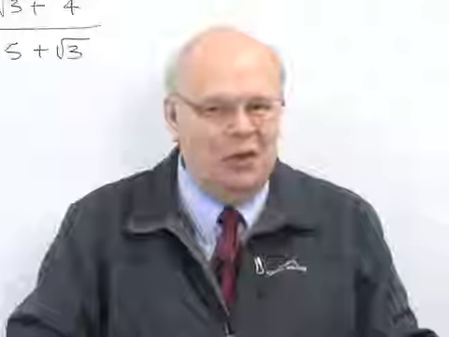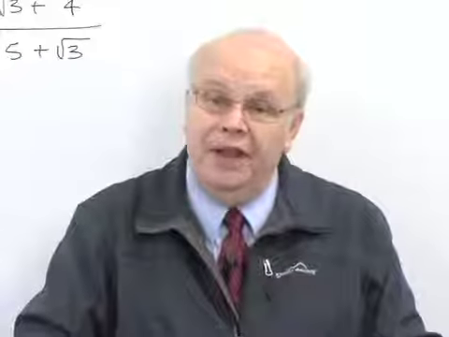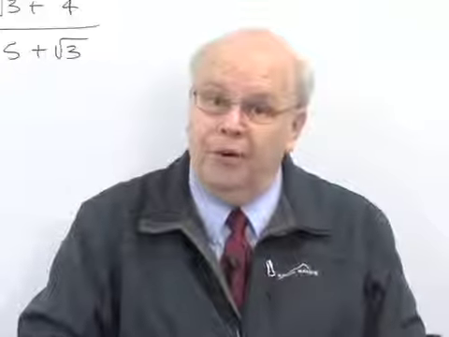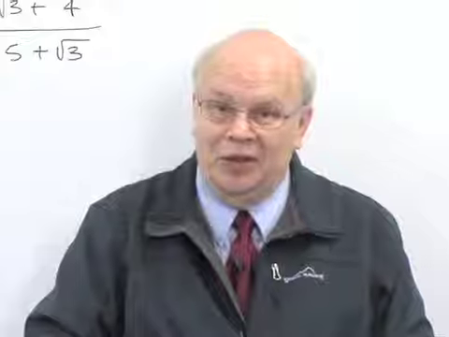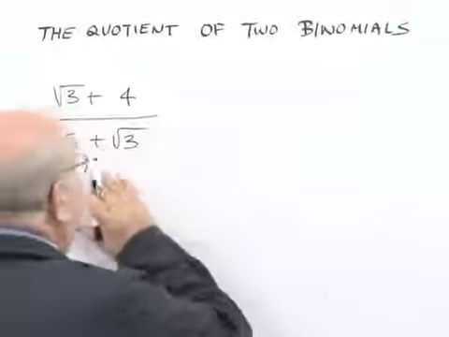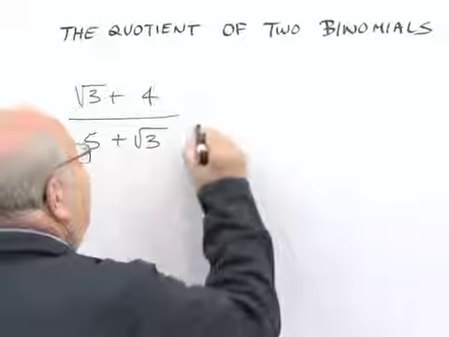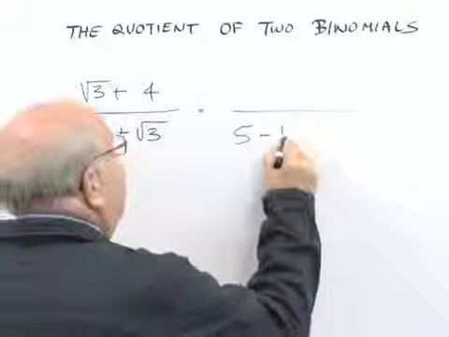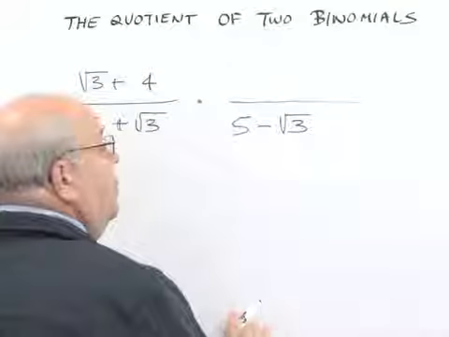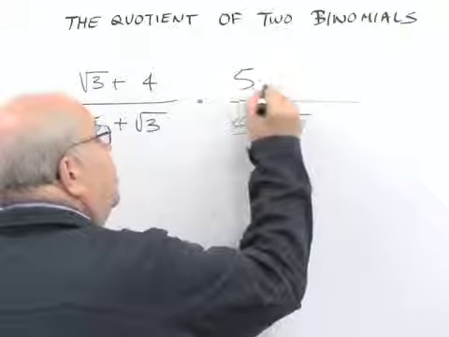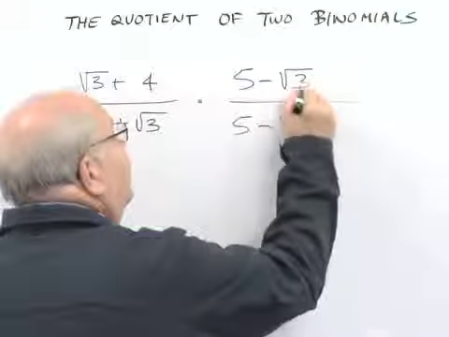So it's very critical when we do this problem that we find the conjugate of the denominator and we multiply both the numerator and denominator by that conjugate. Let's see how this works. We notice that the denominator is 5 plus the square root of 3. The conjugate would be 5 minus the square root of 3. We want to be sure we multiply that same expression on the top.